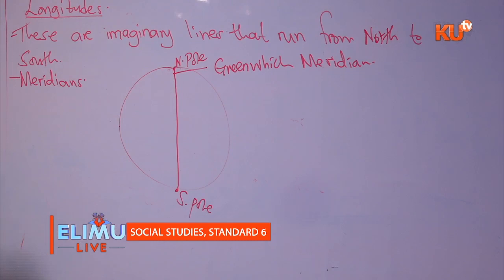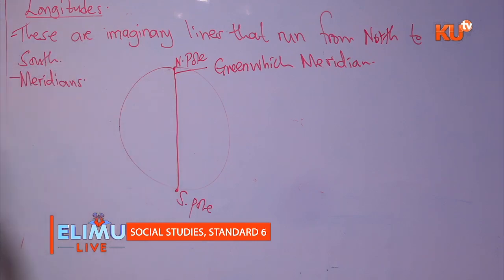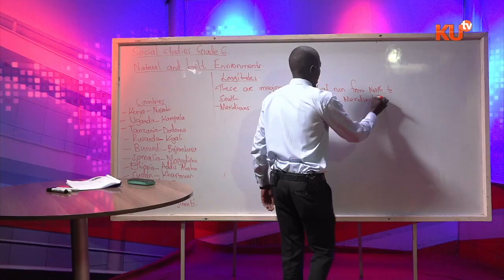And dear students, why then is it called Greenwich? You could be asking yourself. It's called Greenwich because it passes through a town in London, which is called Greenwich Town. And that is where it gets the name. In Africa, the prime meridian passes through Accra in Ghana. It doesn't pass through Kenya because Kenya is to the eastern side of the Greenwich, or another name for Greenwich is prime meridian.